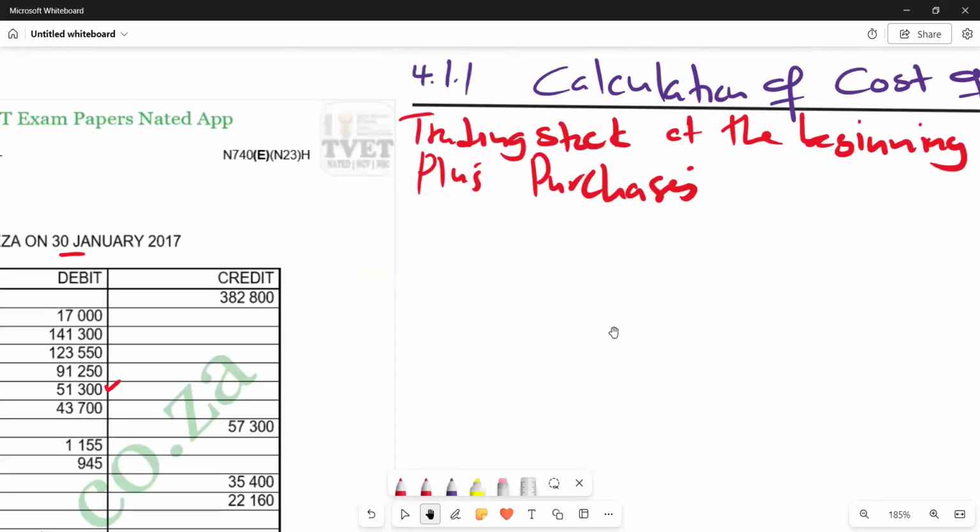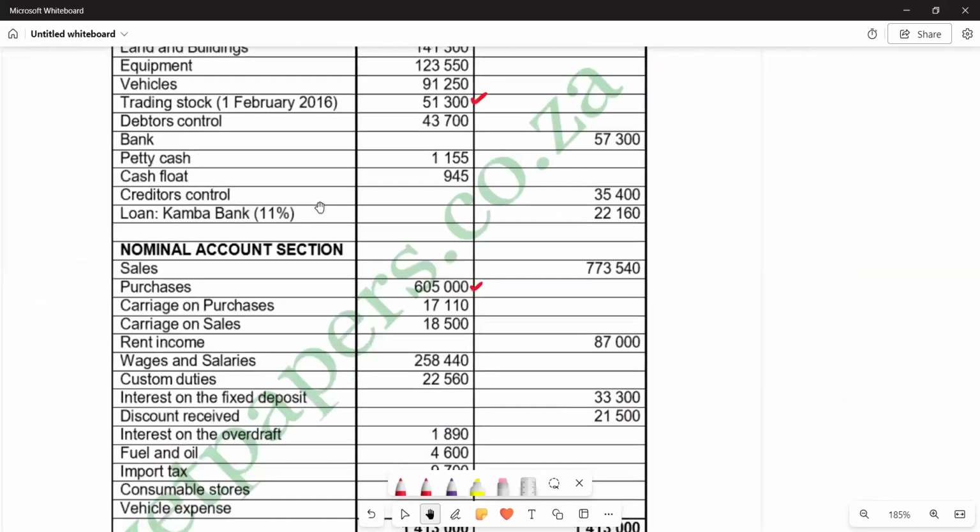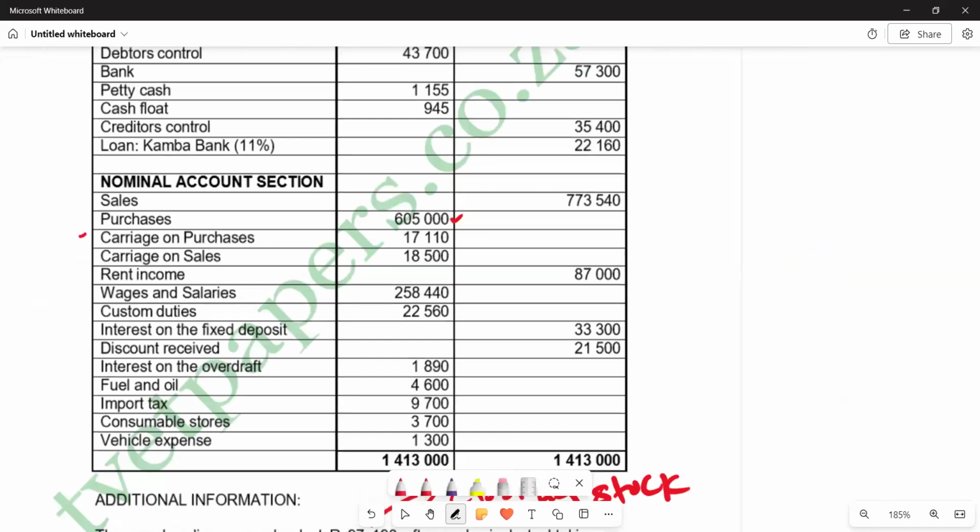You go to the trial balance under the nominal account section. You'll see that we have got carriage on purchases here. We are supposed to add 17,110 as our carriage on purchases. And then if you go down, you'll see that we also have customs duties here, which is 22,560, which we are also supposed to add. And let's check again if there are others that we are supposed to add. So you see that we also have the import tax, which is here. It's part of those transportation costs.